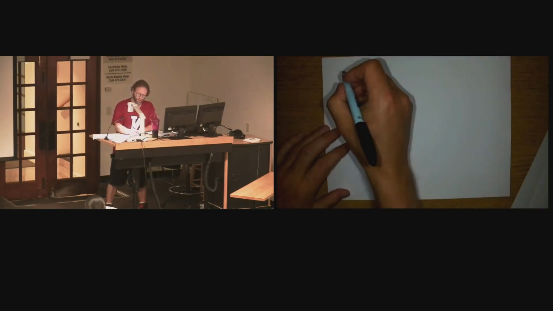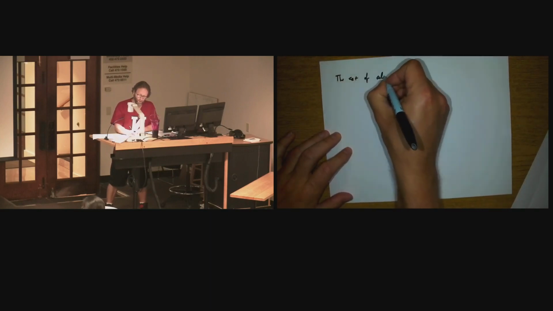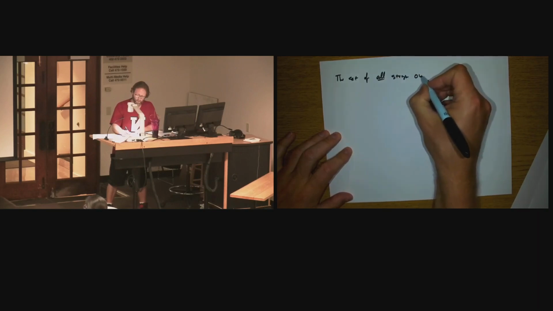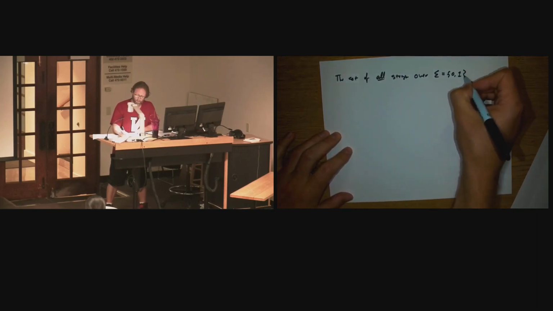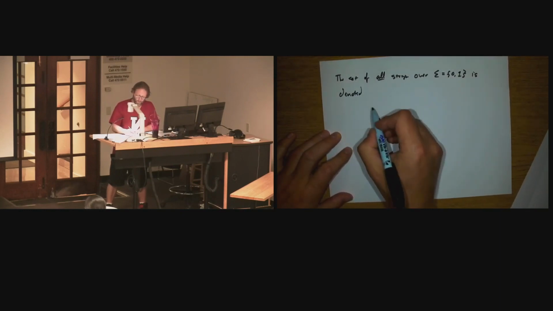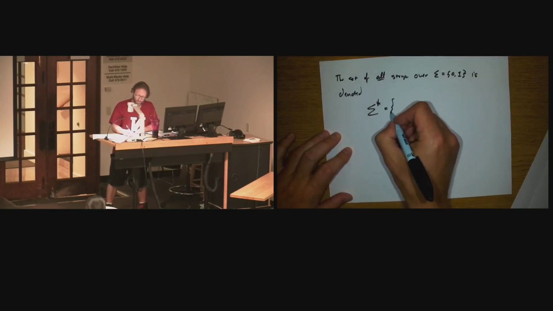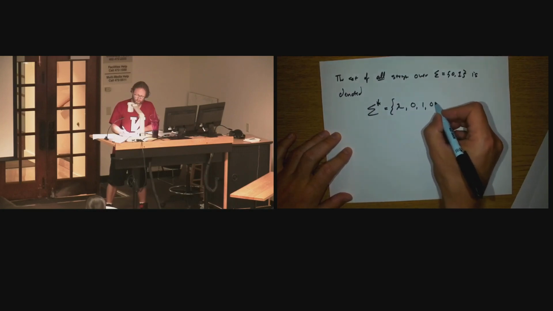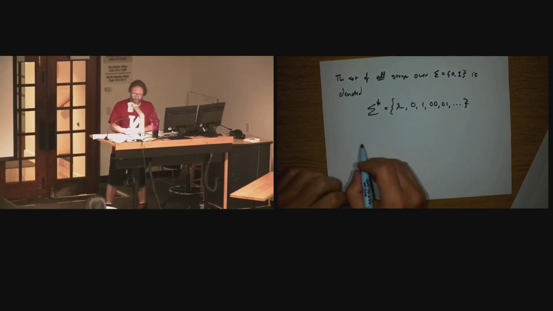So, the set of all binary strings over {0, 1} is denoted as sigma star. This is a set that contains all of those that I was just writing out: 0, 0, 0, 1, dot, dot, dot. Right? It's an infinite set.